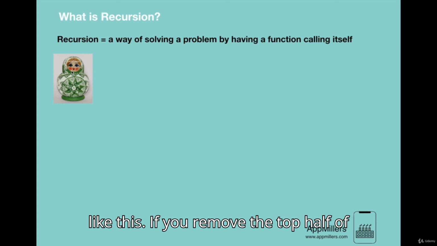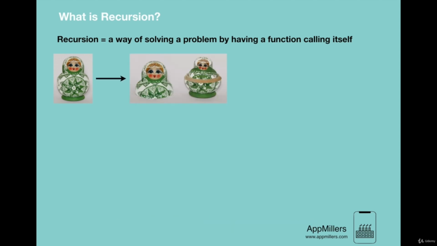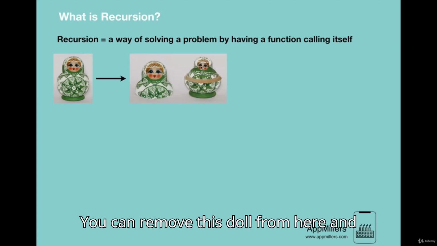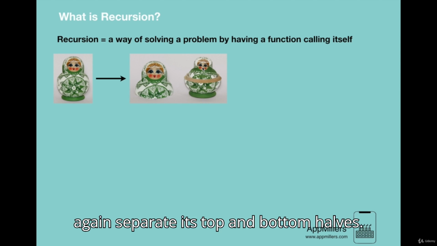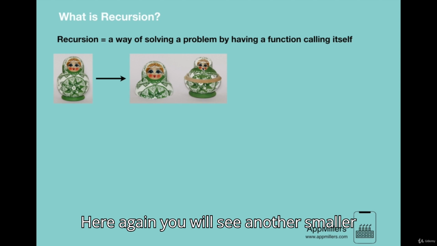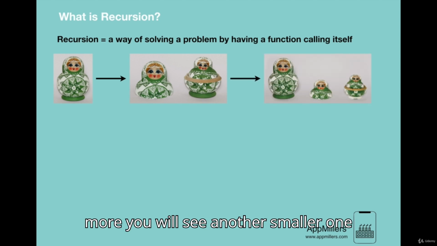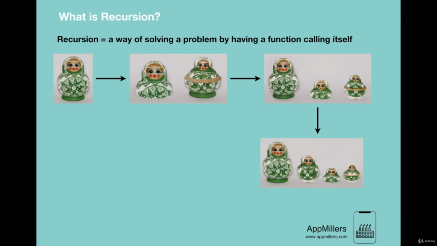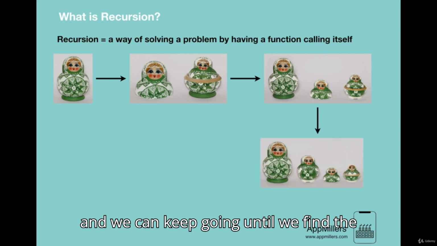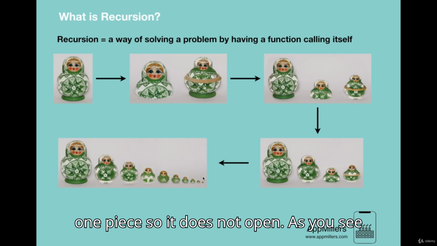If you remove the top half of this doll, you see another slightly smaller Russian doll inside it. You can remove this doll from here and again separate its top and bottom halves. Here again you will see another smaller doll. And if you do it once more, you will see another smaller one. And we can keep going until we find the smallest Russian doll. It is just one piece, so it does not open.